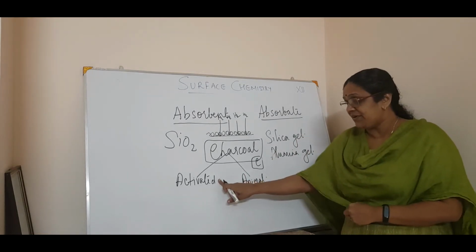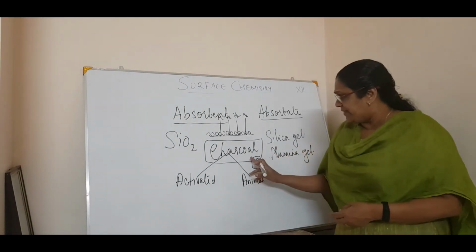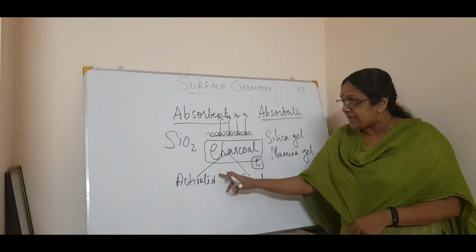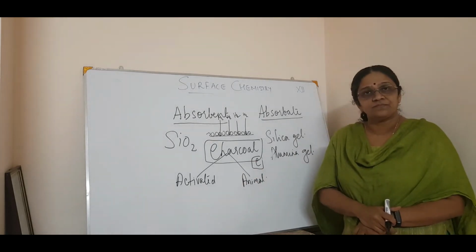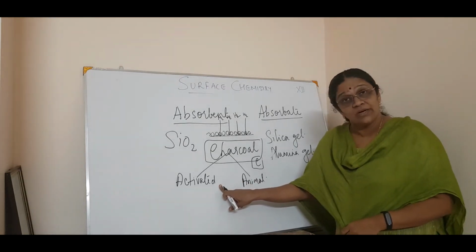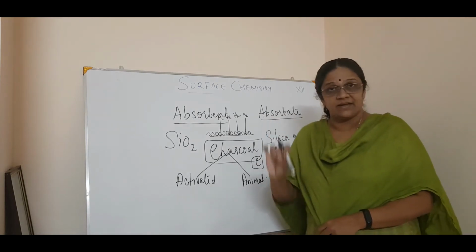So how is this activated charcoal formed? When charcoal is heated to a very high temperature, you will get activated charcoal. That's all. So activated charcoal is also an example of a good adsorbent. Name it adsorbent, AD.